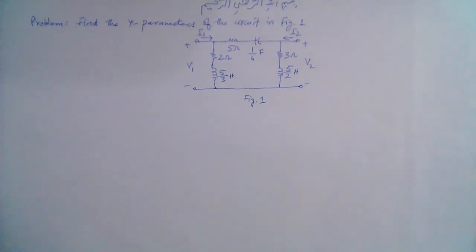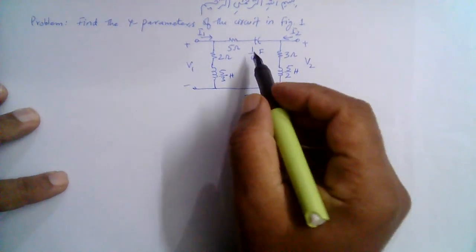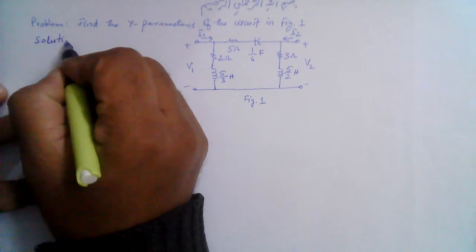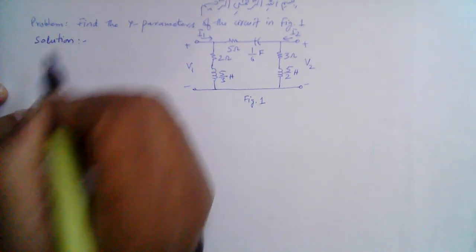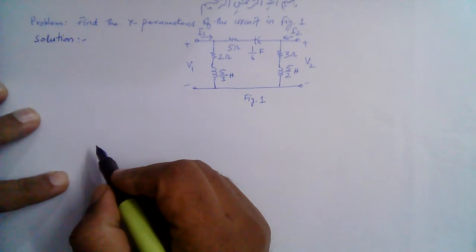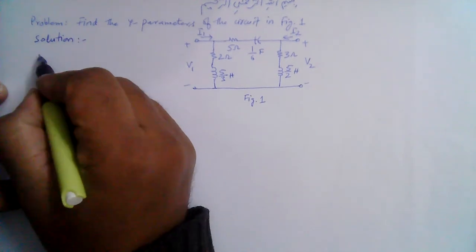Bismillahirrahmanirrahim. Find the Y parameters of the circuit in figure 1. So this is the circuit that we are given. The Y parameters can be found in many ways for the given circuit. So first look at the equations that describe the Y parameters. The Y parameters are described by this equation.